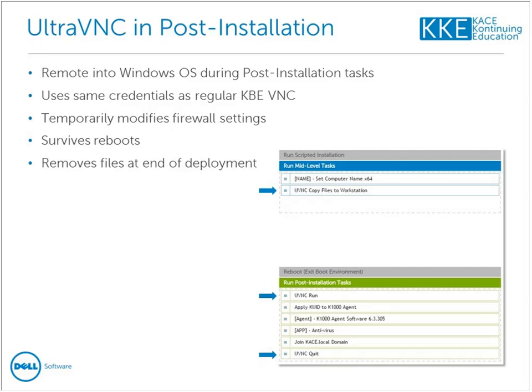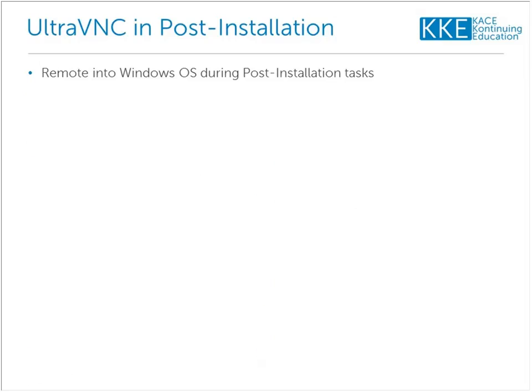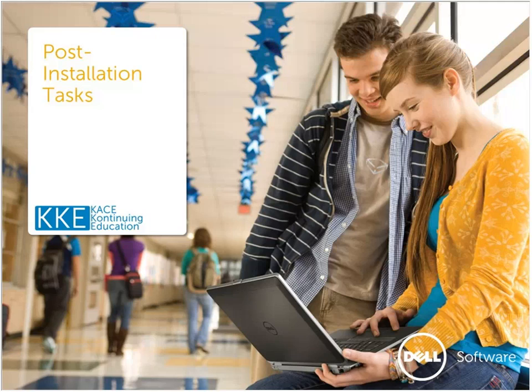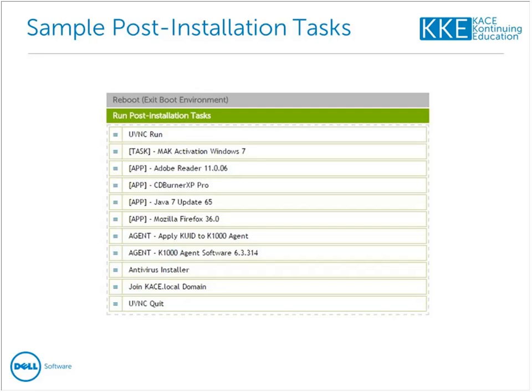So those are some of the common mid-level tasks that I recommend you use in your deployments. Now let's get into the post-installation task level of things. I've given you a sample list here. Again, you can see our UVNC run and quit at the end. What I really want to focus on with this picture is the order in which we are running our post-installation tasks. I'm running the UVNC run at the beginning, obviously, so that it's going to encompass and bookend all of our tasks.